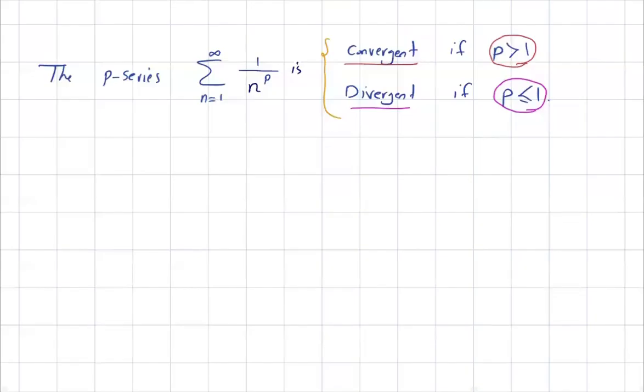In the definition of p-series, a p-series is defined as the summation of 1 divided by n to the power p, which is convergent if p is more than 1, and it is divergent if p is less than or equal to 1. For example, in the case that p is equal to 1, we know that we have a harmonic series.